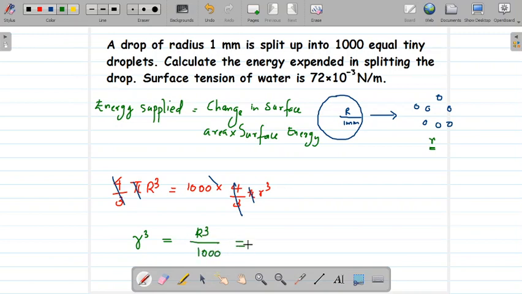What is the value of capital R? It is 10 raised to minus 3 meter. 1 millimeter, which is 10 raised to minus 3 meter. The whole cube divided by 1000, which is 10 raised to minus 9 divided by 10 raised to 3, which is equal to 10 raised to minus 12 meter cube. So this is the value of r cube.